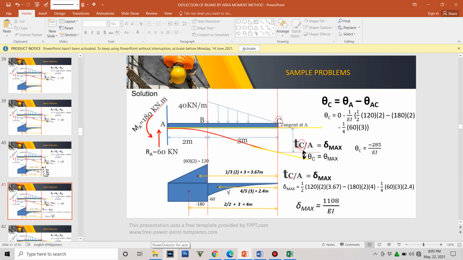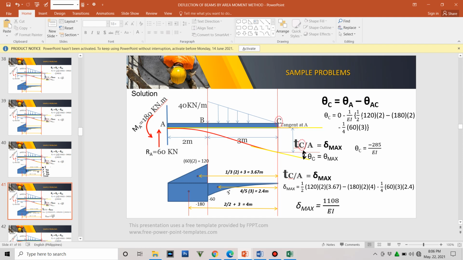So, if you have established that, all you have to do is to multiply it by its corresponding area. So, for the triangle, this is it. For the rectangle, it is multiplied by its distance from C. And the spandrel also has a multiplier of distance from C. Okay, so we come up with maximum deformation equal to 1,108.